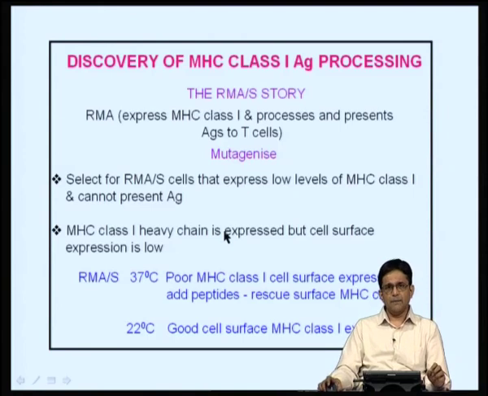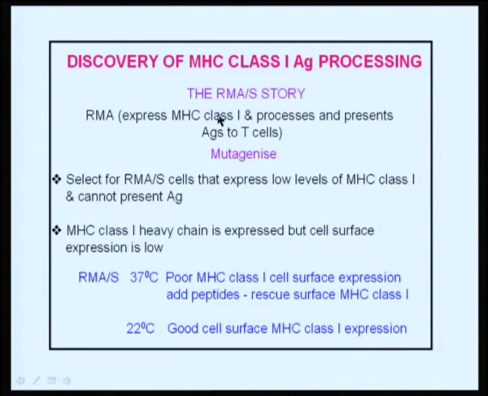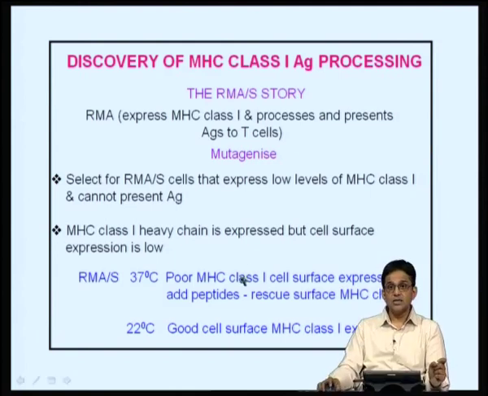But here is the interesting part about it. RMAS at 37 degrees showed poor class 1 expression, which is what I had said. Now, if peptides that bind to MHC class 1 were added, then you could increase the expression of cell surface MHC. This is what I had said: MHC molecules, if they are empty, that is without peptide, are unstable. They get internalized very quickly. They can't stay up on the cell surface because the conformation is affected. However, if you add peptide, then peptide increases the stability of MHC class 1 molecules and increases the half-life on the cell surface.